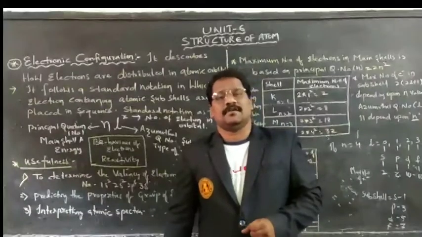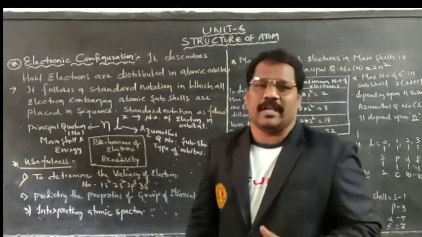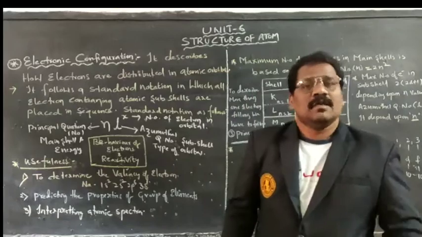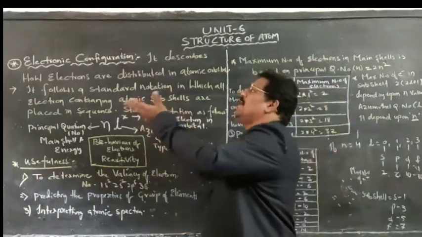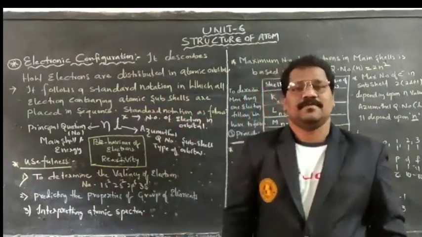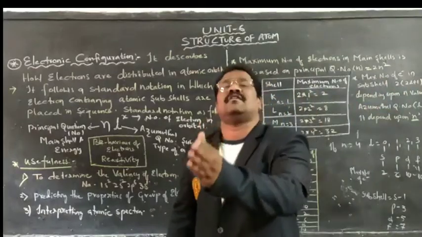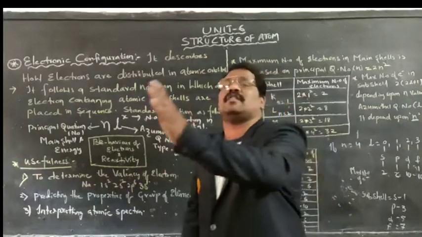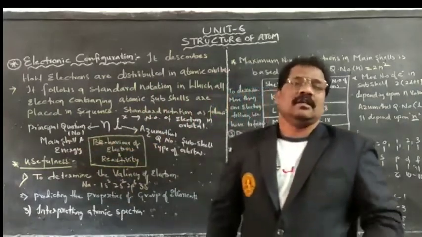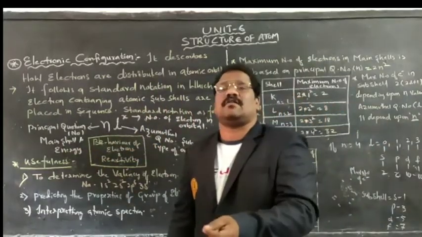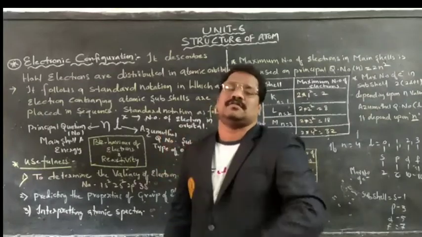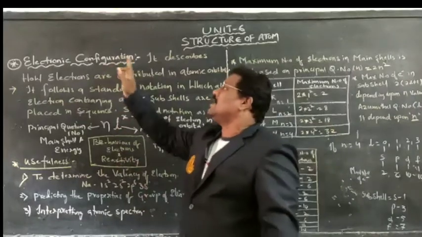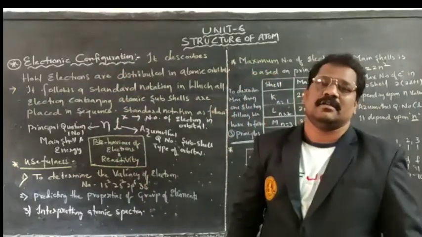Within this chapter, what we are going to discuss today is electronic configuration. What is meant by electronic configuration? The systematic arrangement of electrons in orbitals depending upon their energy is called electronic configuration.